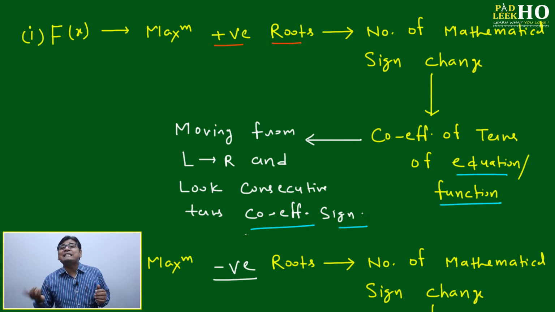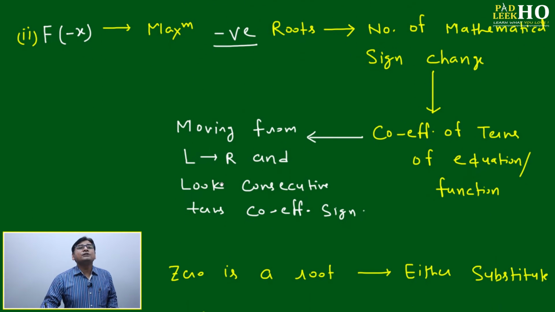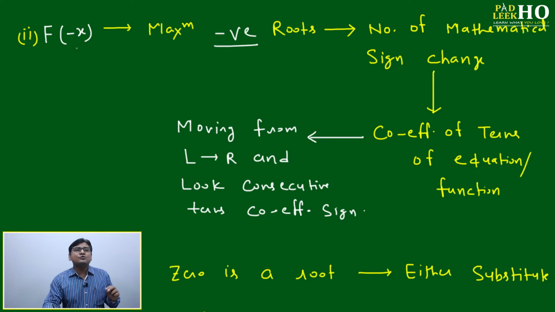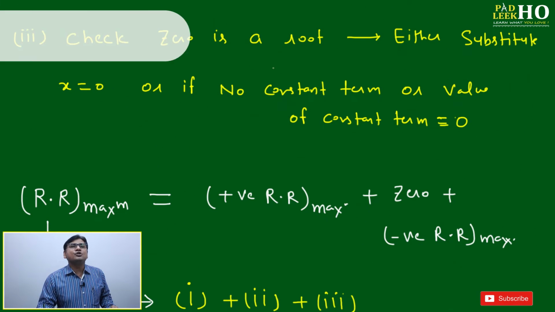How many times it has changed from one to another, plus to minus or minus to plus, check that. That will give you the maximum number of positive real roots. In the same way, in place of x you just put minus x in this polynomial, and afterwards a new equation will come, and for that equation you have to do the same exercise you did for positive roots, the number of mathematical sign changes, checking the coefficient signs of consecutive terms from left to right. Then, these two, and afterwards third, you have to just check whether 0 is a root or not.